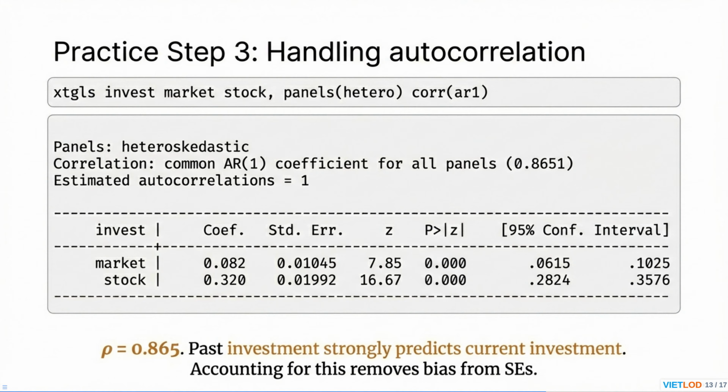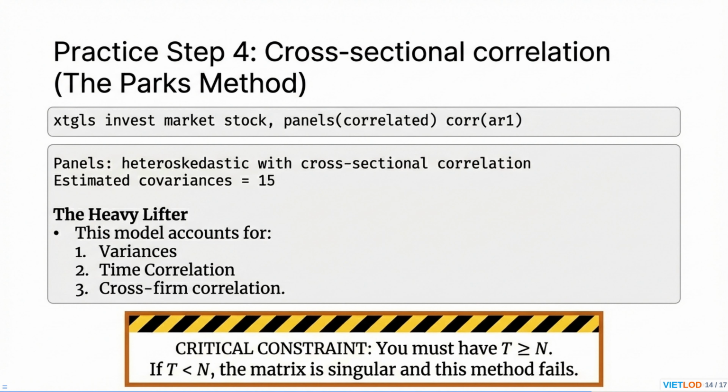This high and statistically significant value indicates a strong positive serial correlation, meaning that a firm's past investment strongly predicts its current investment. Explicitly modeling this persistence is crucial because it removes a significant source of bias from our standard errors. By doing so, we ensure our inferential conclusions about the effects of variables like market and stock are more accurate and reliable, as this accounts for the inherent time dependence in the data.